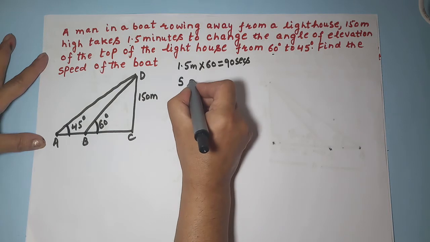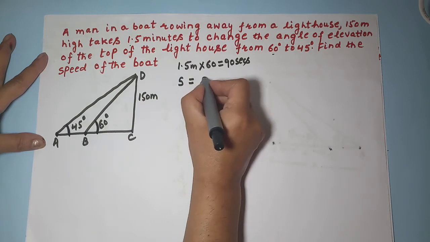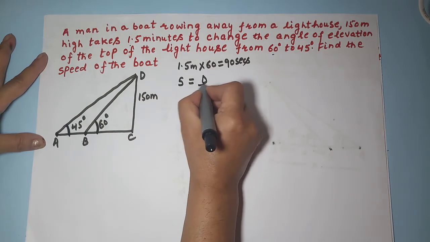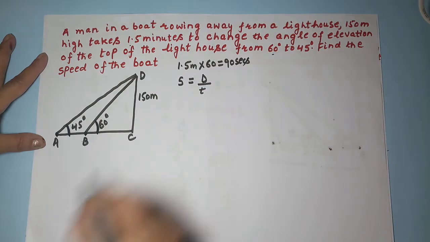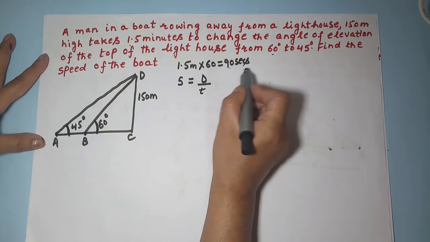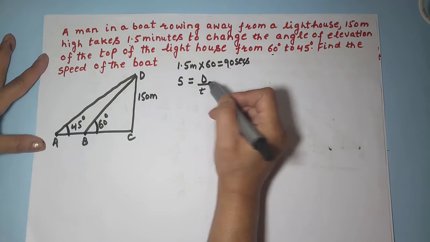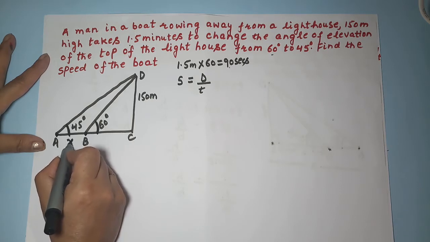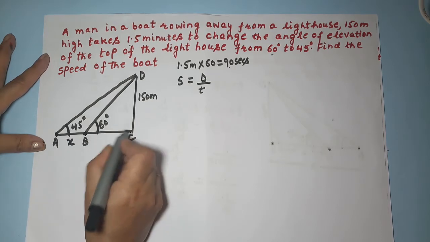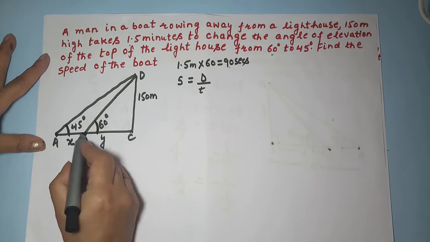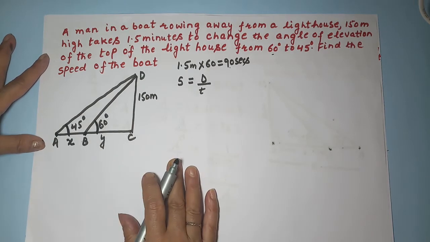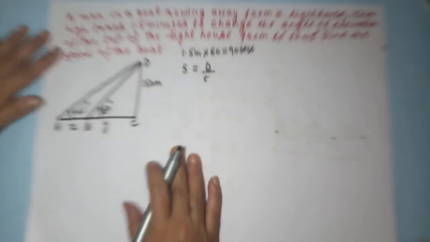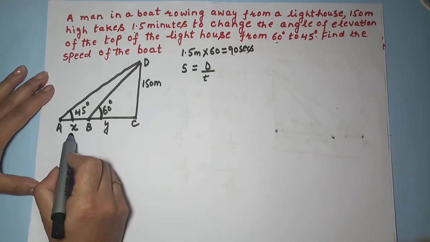So how do we calculate the speed of the boat? We know speed is calculated as distance divided by time, right? Now time we have 90 seconds. We need to calculate the distance. How much distance he traveled from this point to this point. So let's say that this distance is x, and at the same time this distance is y, because we may need this distance.